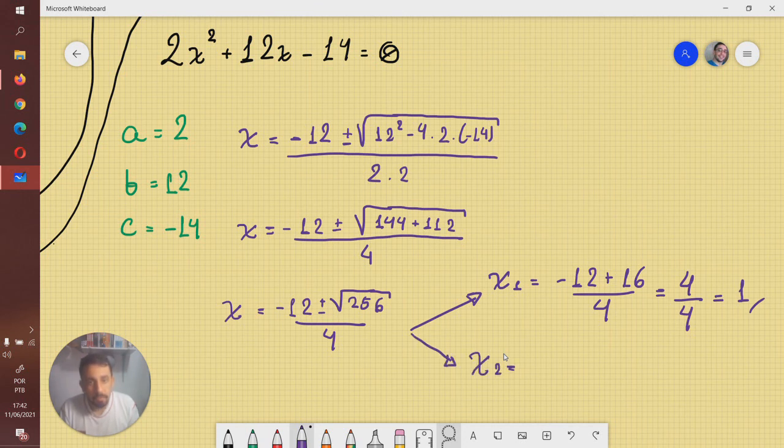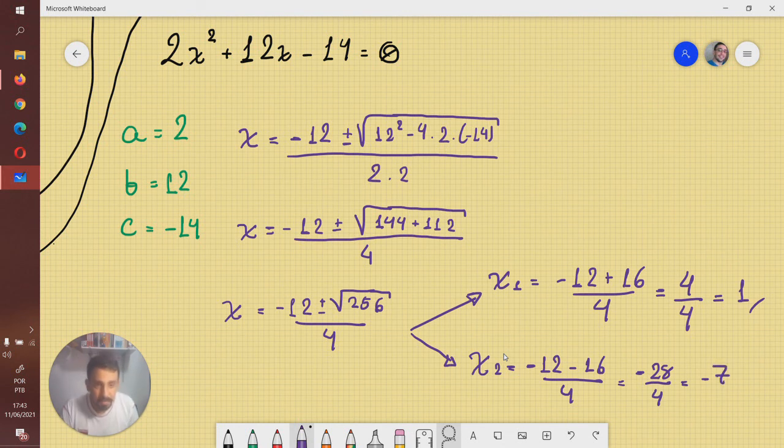x2 will be negative 12 minus 16 divided by 4. Why did I put minus? Because remember, I have positive and negative on that side of the solution. Negative 12 minus 16 will give us negative 28 divided by positive 4. Negative divided by a positive, we're going to have a negative number. 28 divided by 4, negative 7.